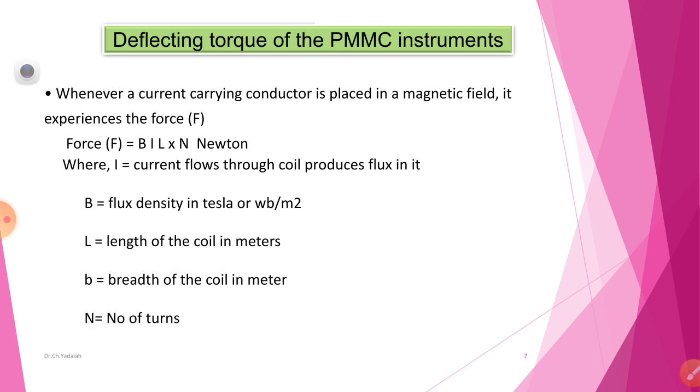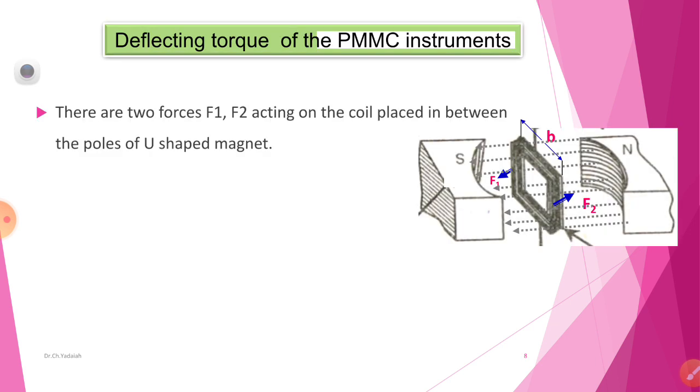Now, what is the force? The force is equal to B I L N. B is the flux density and I is the current, L is the length of the coil, and N is the number of turns. The force is directly proportional to these, and you can see what is happening. The length of the conductor we cannot change. The number of turns we cannot change. B and I are what we are going to change. B is the flux developed and I is the current.